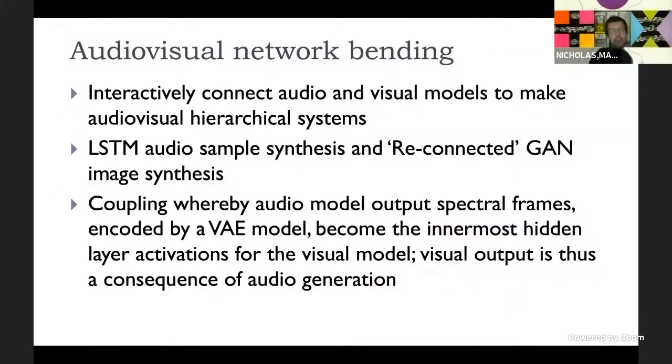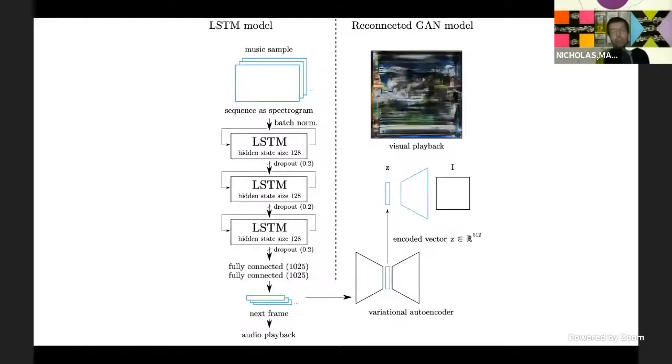Another demo would be to look at audiovisual network bending. So here you interactively connect audio and visual models to make audiovisual hierarchical systems. The audio model is an LSTM sample synthesizer, and then there's a reconnected generative adversarial network for image synthesis. We have coupling whereby the audio model outputs spectral frames. It's encoded by a variational autoencoder model, and these become the innermost hidden layer activations for the visual model. So the visual output is a consequence of audio generation.